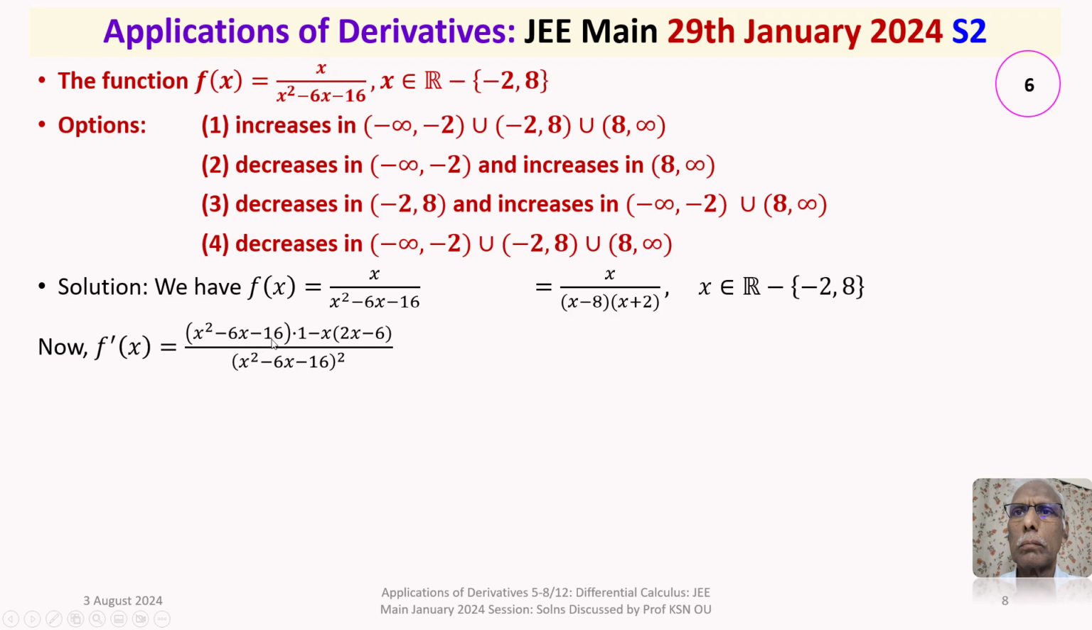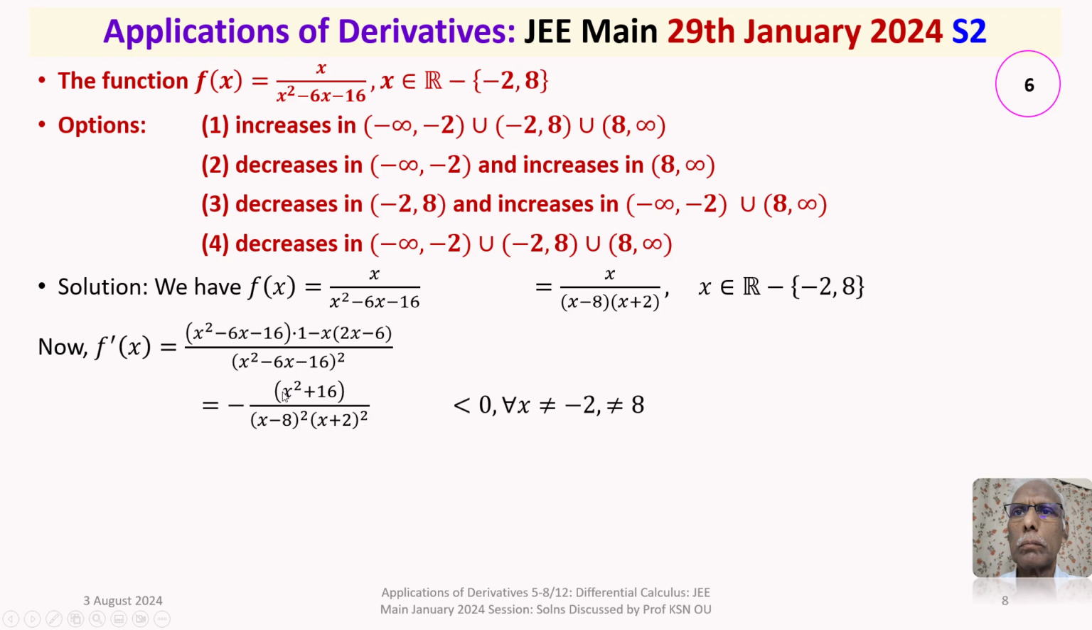f prime x is equal to, use the quotient rule for differentiation, u by v, that is numerator by denominator: denominator multiplied by the derivative of the numerator minus numerator into derivative of the denominator, by the denominator square. Simplify, you will get minus, again a quotient, numerator is x square plus 16 by x minus 8 whole square into x plus 2 whole square. And again x minus 8 and x plus 2 are sitting in the denominator, therefore x not equal to minus 2 and x not equal to 8 we have to consider.